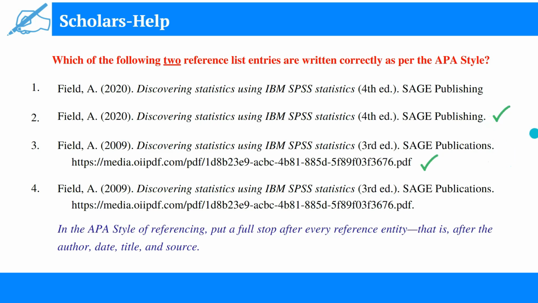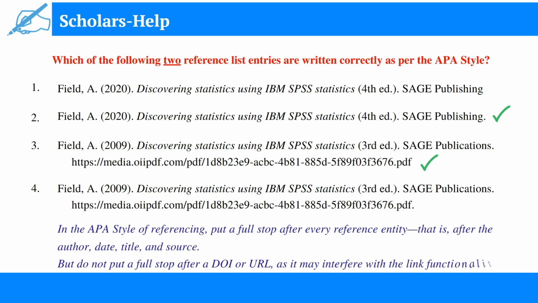Further, APA style says, but do not put a full stop after a DOI or URL, as it may interfere with the link functionality. So, in the 3rd reference list entry, no full stop is placed after the URL, which makes it correct according to the APA style of referencing.